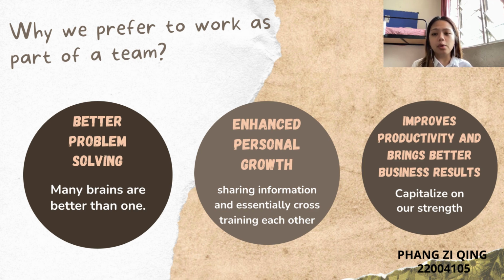The first one will be better problem solving. Many brains are better than one. Groups of size outperform the best individuals. This kind of performance is attributed to people's joint effort to produce and adopt correct responses, reject wrong responses, and effectively process information. The second one will be enhanced personal growth.